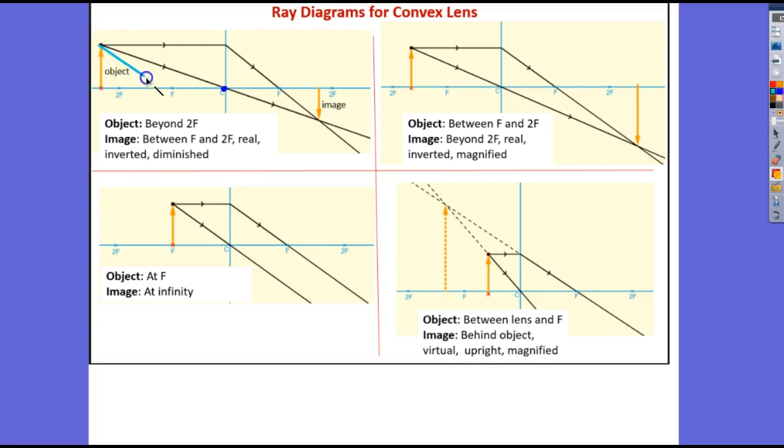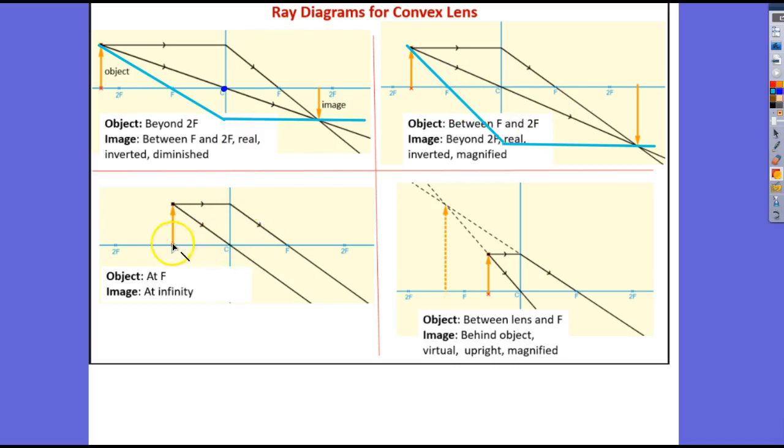If you draw through the focal length to where it hits the lens, it's refracted parallel to the principal axis. Notice that you get that intersection there. But honestly, the ray that goes through the center of the lens is not refracted, it goes straight, and that's the easiest ray to do.